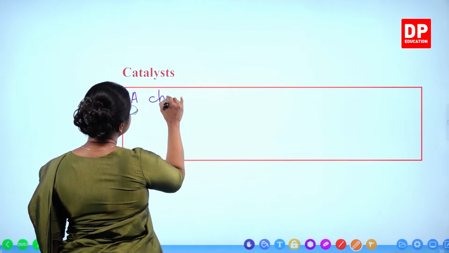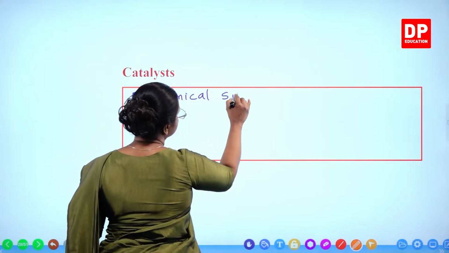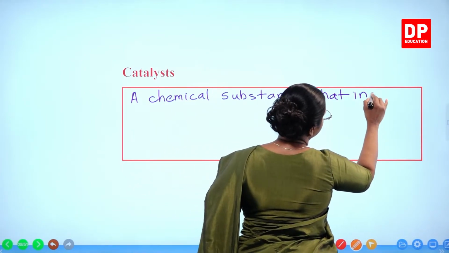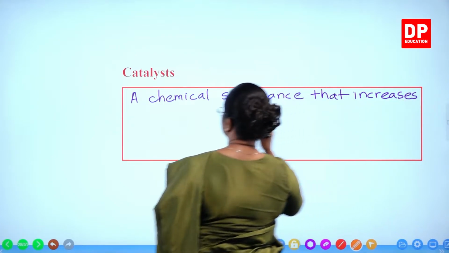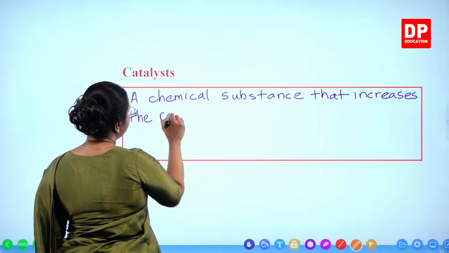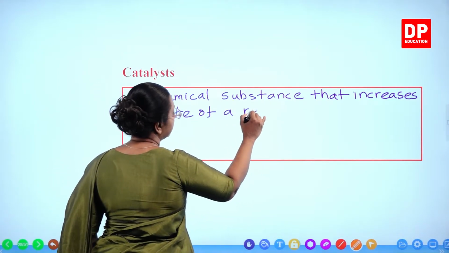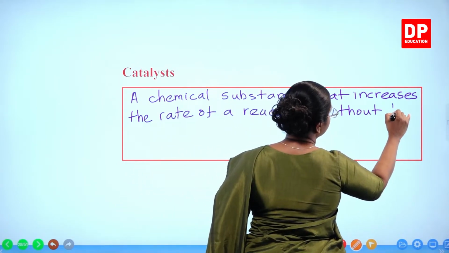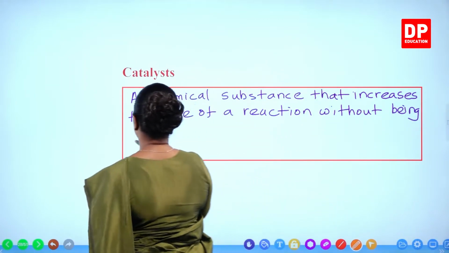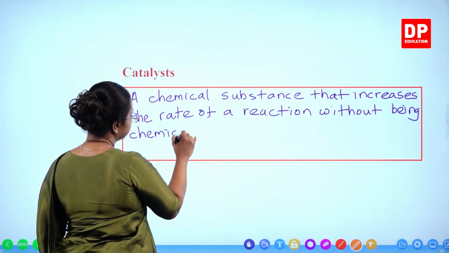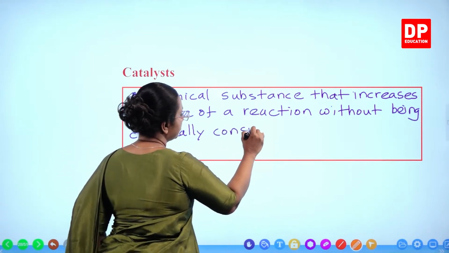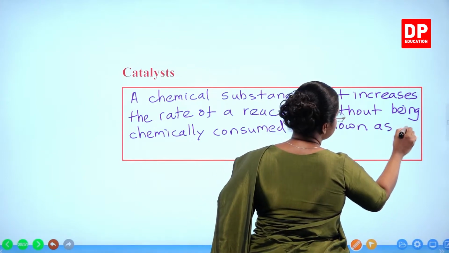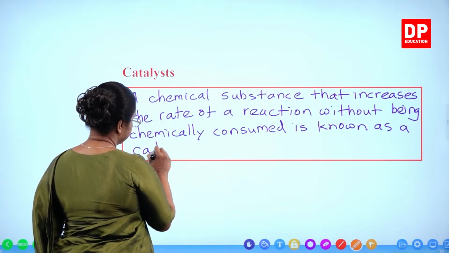A chemical substance that increases the rate of a reaction without being chemically consumed is known as a catalyst.